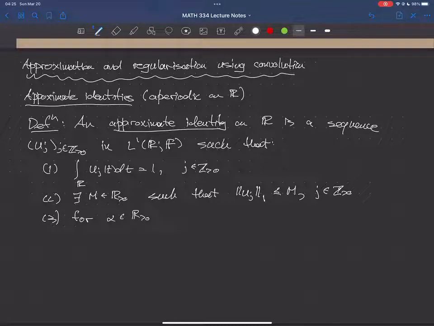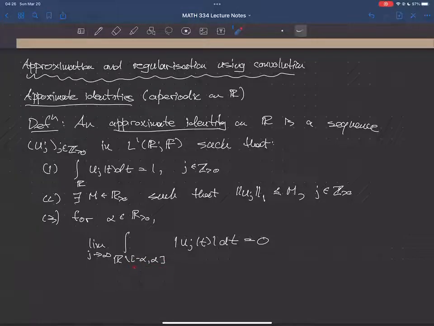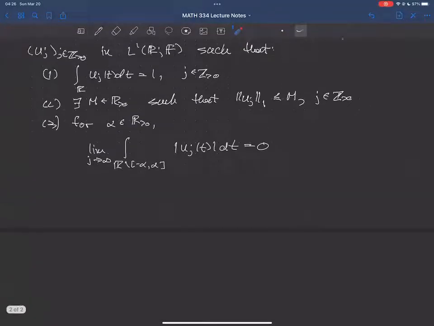Okay, and the other thing has to do with the tails of the functions in the sequence u_j. You choose an alpha, and you require that the integral outside the compact interval of length 2 alpha around 0 of the L1 norm goes to 0 as j goes to infinity. So the tails of these things, by which I mean the signals outside any arbitrary compact interval around 0, or for that matter any compact interval, should go to 0 in the L1 norm. All right, so that's what an approximate identity is.